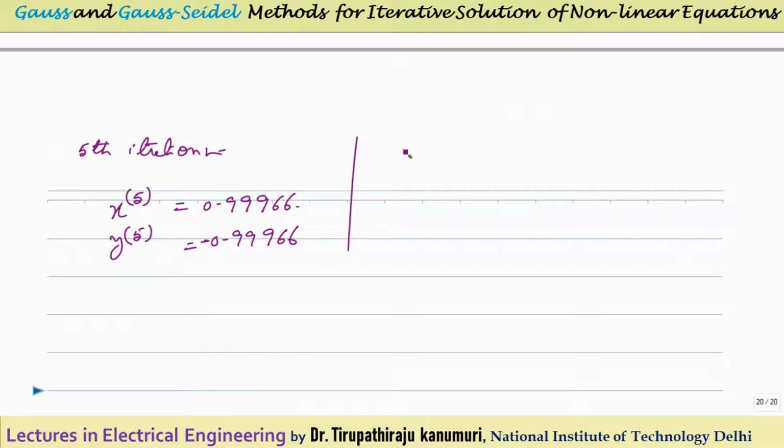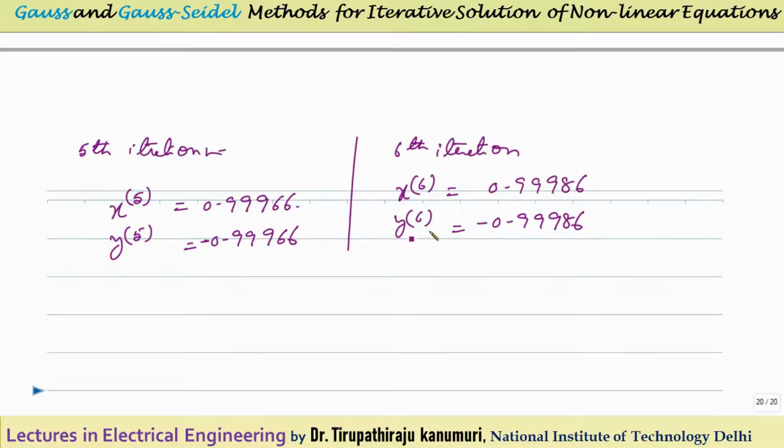So next I am going for the sixth iteration. After the sixth iteration we will get the value of x in the sixth iteration and y in the sixth iteration: 0.99986 and minus 0.99986. You can see that the difference between these two iterations is matched up to the third digit. So that's why I can stop here. That means we can observe that we had to go to the sixth iteration to get the answer.